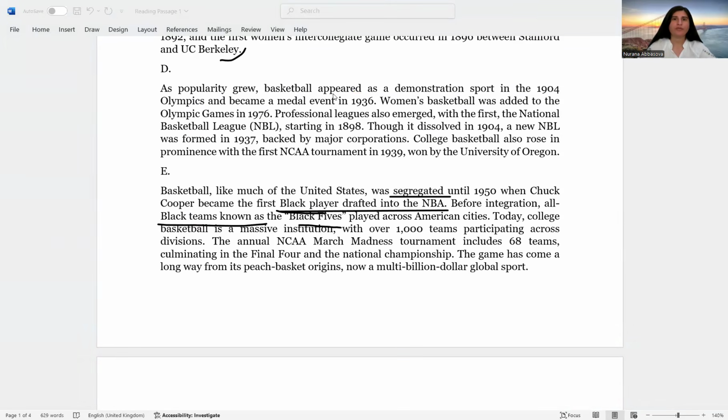As popularity grew, basketball appeared as a demonstration sport in 1904 Olympics and became a medal event in 1936.